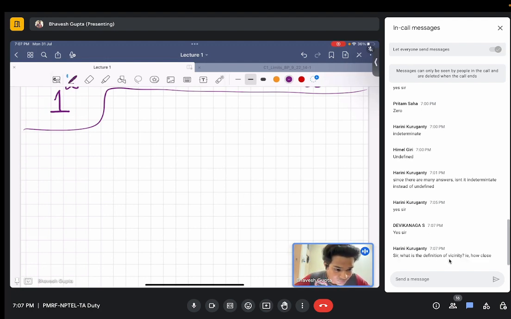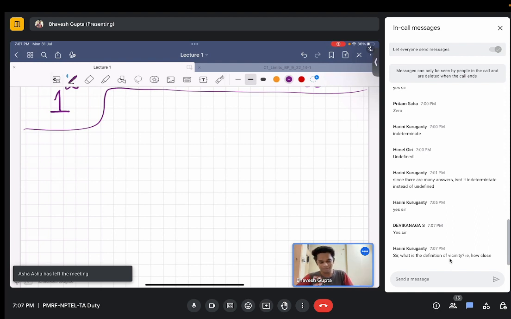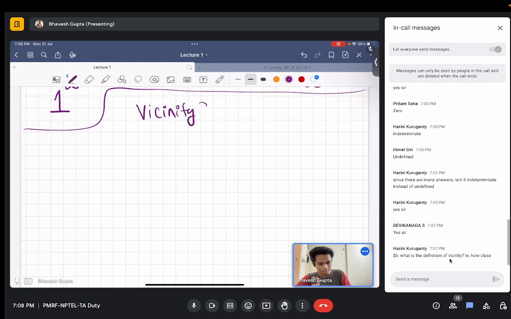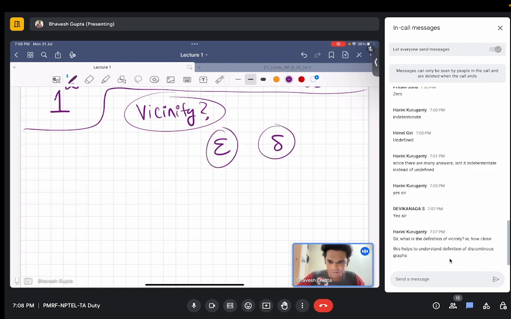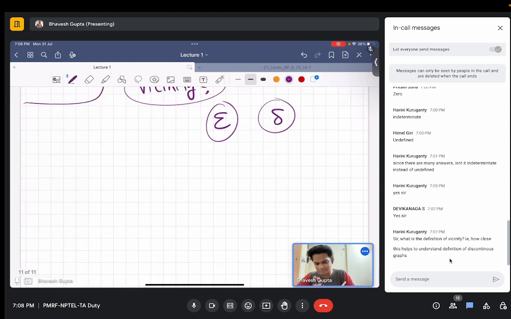What is the definition of vicinity? Vicinity means neighborhood. Yeah, that's a very good question. Let me explain this using the epsilon delta notation. Have you heard of it in the lectures? In lecture 5, I guess, the professors use the notation of small epsilon and small delta to define what is called neighborhood, vicinity and all. I'll help you understand this.